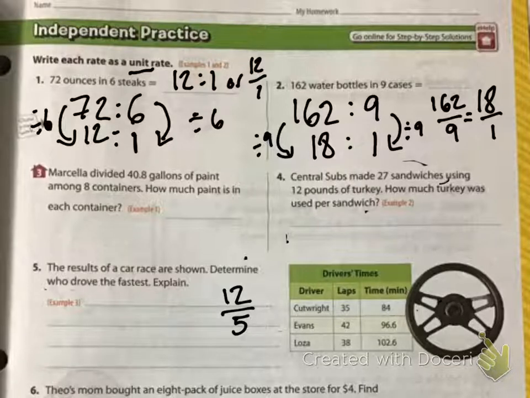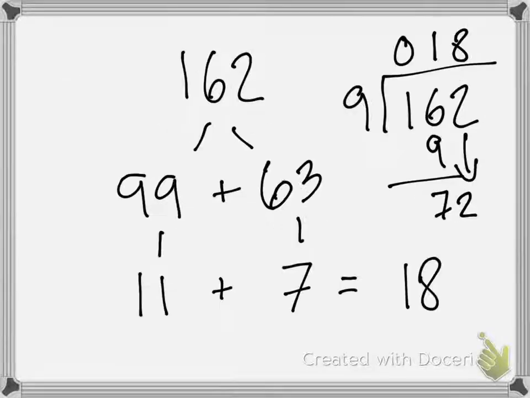We would do the same for each of the other ones. Evans was 42 to 96.6. Loza was 38 to 102.6. So we just do the same math for all of them and find out what our answer is. I don't want to waste time on this one. I want to go to a different problem and see.